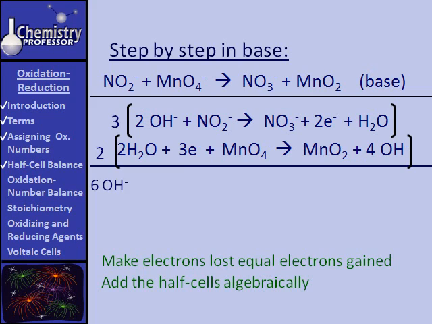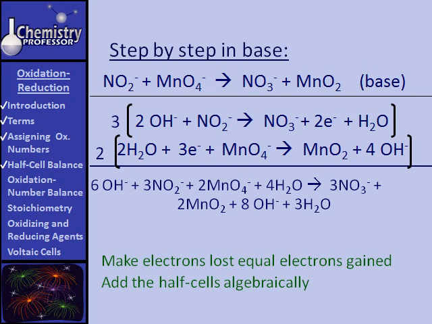We get 6 hydroxides in and 3 nitrites and let's see, 2 permanganates and 4 waters, giving us 3 nitrates and 2 manganese dioxides and 8 hydroxides and 3 waters. Yeah. Now what cancels? Well, the 6 hydroxides will cancel all but 2 of the hydroxides on the right. Okay, now anything else? Yeah, these 3 waters right here will cancel 3 of these waters, leaving us 1 water on the left. Okay, that's got it. Now it's balanced.